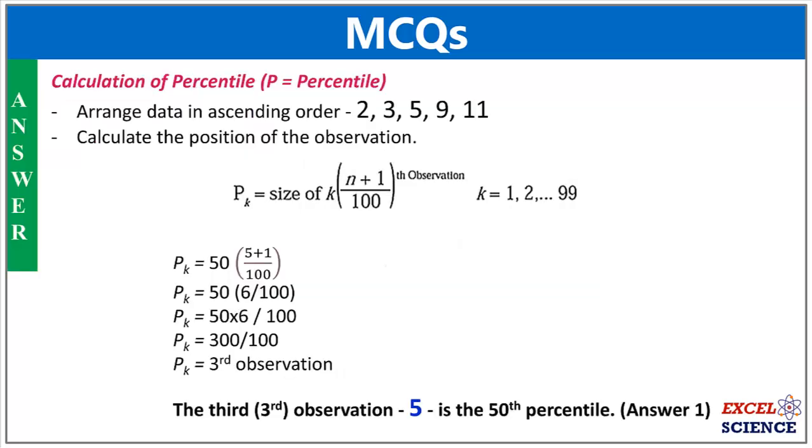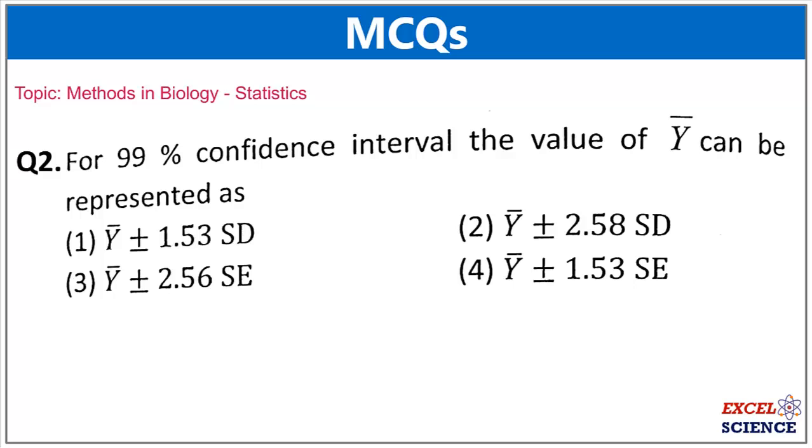For the given question, arrange the data in ascending order, that is 2, 3, 5, 9, 11, and now calculate the position of the observation. So we will put the values in the given formula. After the calculation, we have found that the third observation, that is 5, is the 50th percentile. So the answer is 1. Next question.